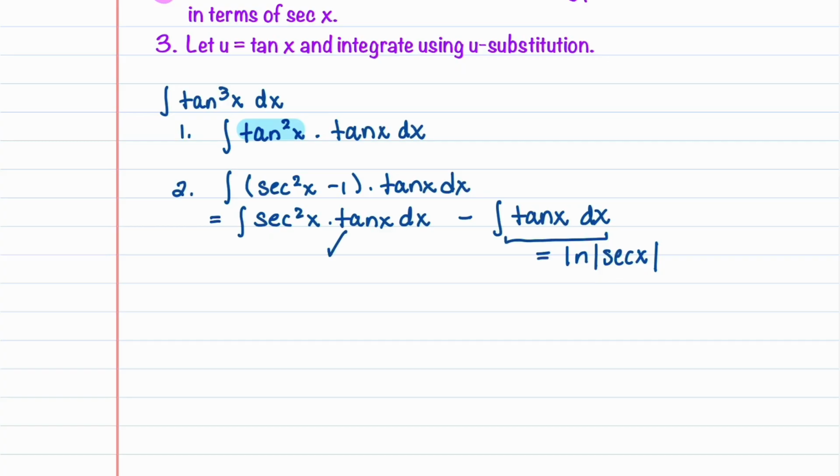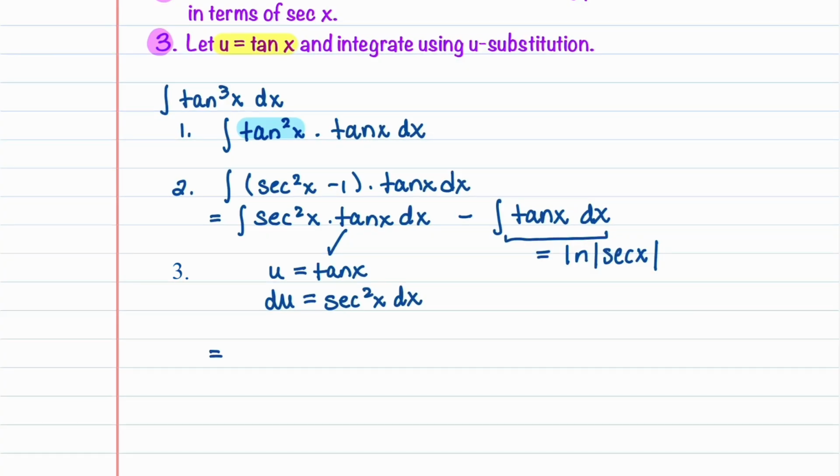Now we have to evaluate our first integral. Let's look up here at step 3. Step 3 says that we are going to let u equal tangent x and integrate using u-substitution. Our u is tangent x, and then our du is secant squared x dx. So this gives us the integral of u du, and this is just u squared over 2. We'll bring the 1/2 out in front, and then we just plug back in that u is tangent x, so this is 1/2 tangent squared x.